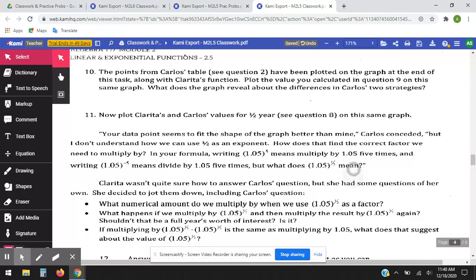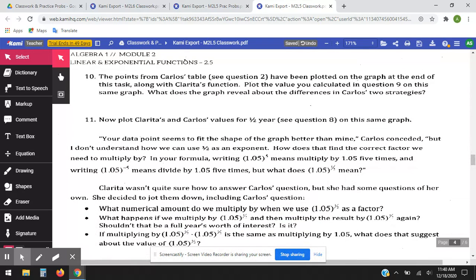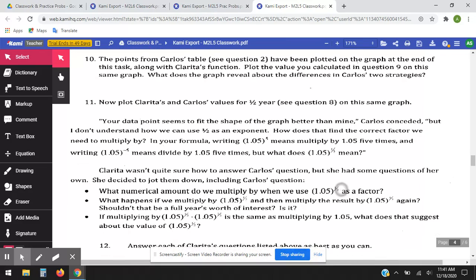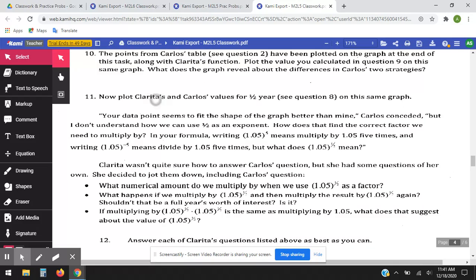All right, let's keep going. The points from Carlos's table, question 2, have been plotted on the graph at the end of this task along with Clarita's function. Plot the value calculated in question 9 on the same graph. What does this graph reveal about the differences in Carlos's 2 strategies? So we're going to plot them for the half year.